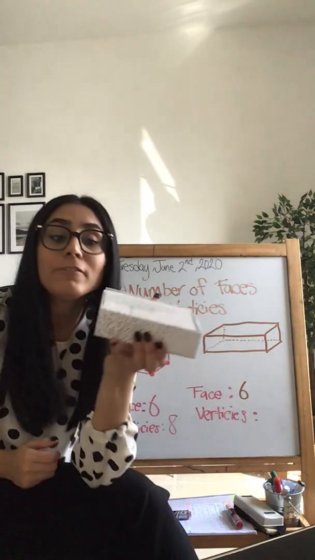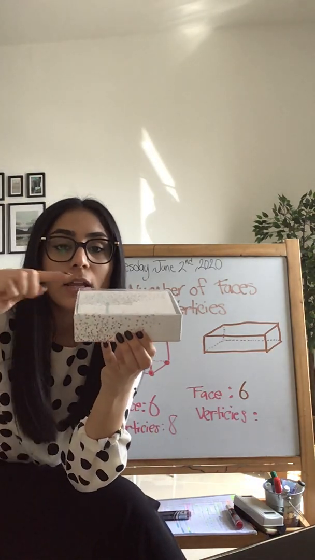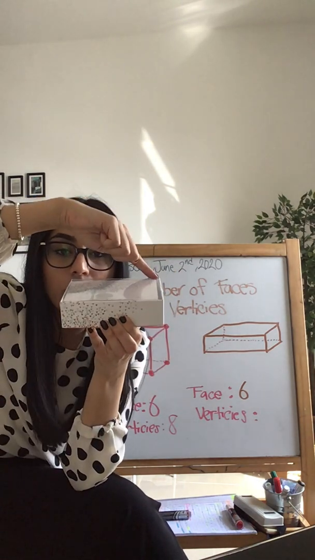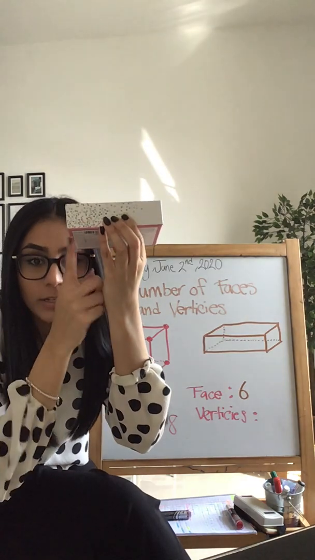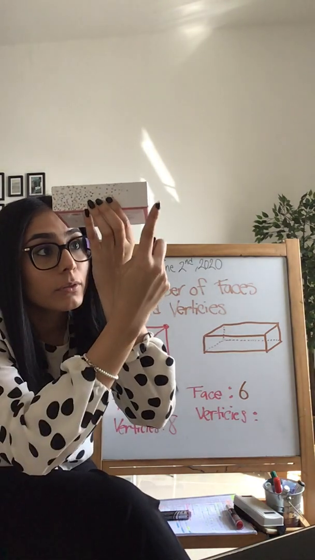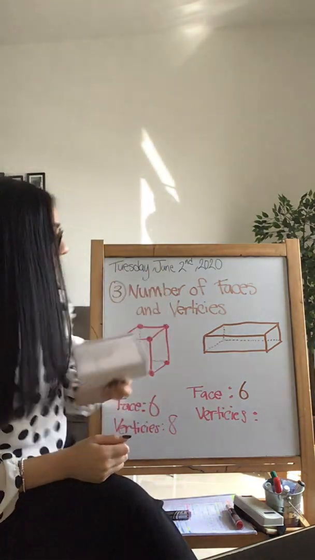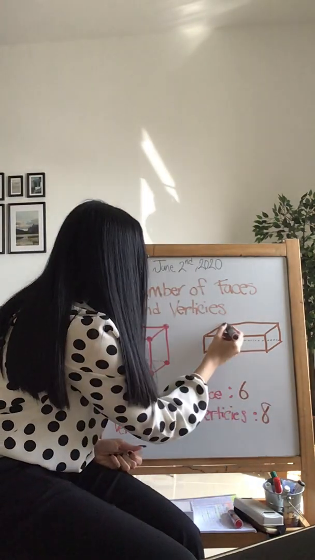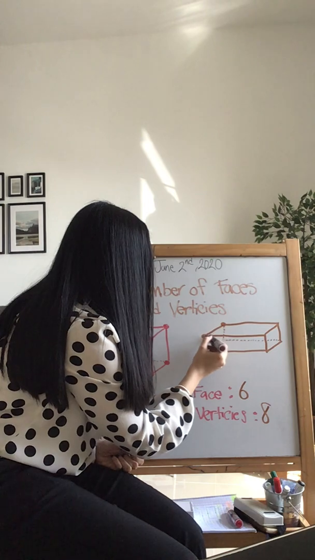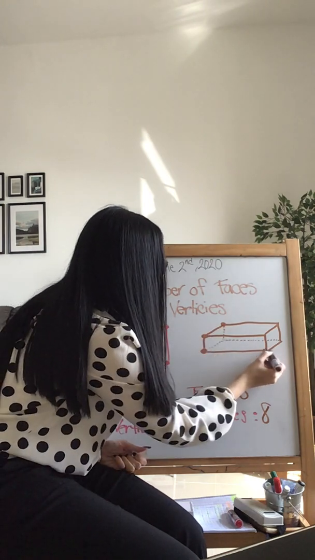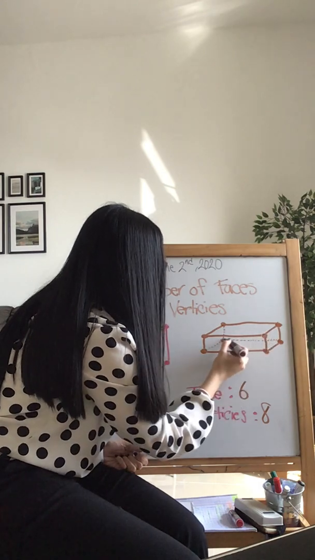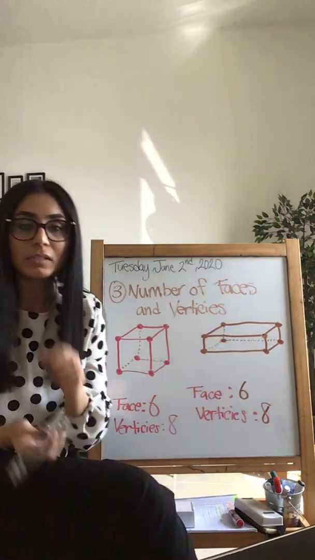Okay, now how many vertices? So again, I'm going to hold it like this. There's 1, 2, 3, 4, and then there's 4 at the bottom, right? 1, 2, 3, 4. That means there are 8 vertices. So there's 1, 2, 3, 4, 5, 6, 7, 8. Okay, 8 vertices.